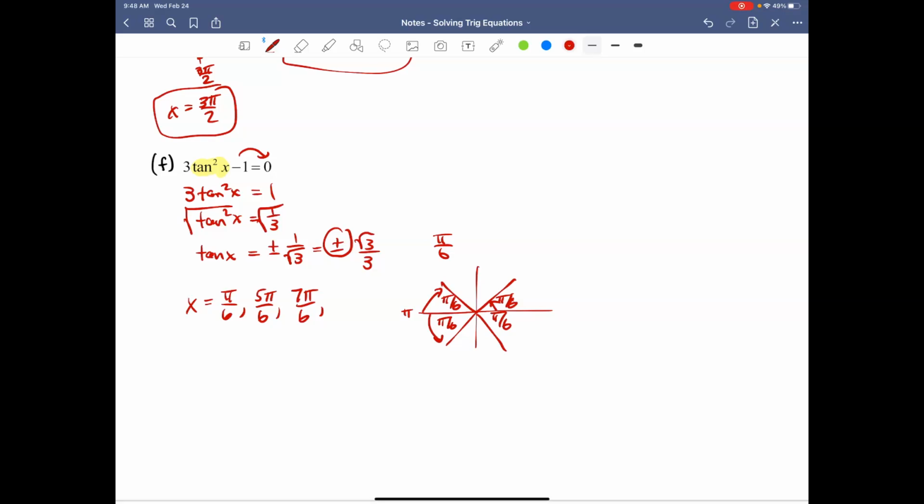pi/6. Finally, in quadrant 4, we're going to have to go backwards from 2 pi, which means that we'll be subtracting pi/6. And so we've done this a couple of times already, but just to reiterate, we know that 2 pi is the same thing as 12/6 minus 1/6 is going to give us 11 pi/6.